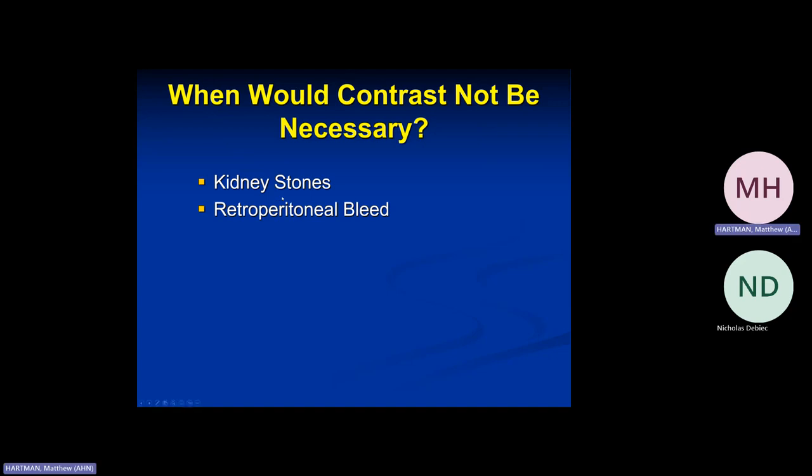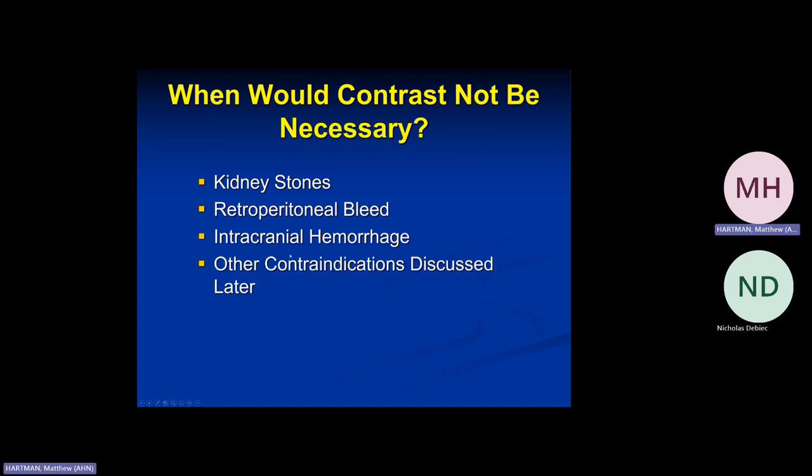Worried about a retroperitoneal bleed. Worried about a head bleed. Someone comes in with altered mental status. The first step is going to be do a non-contrast head CT, make sure there's no hemorrhage. And we'll talk about some other contraindications later.